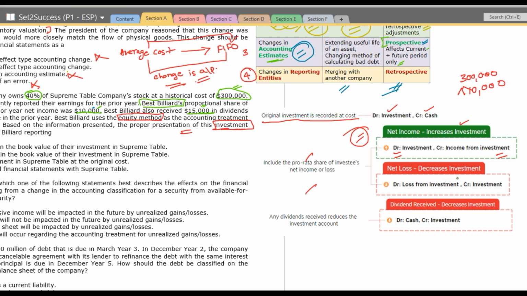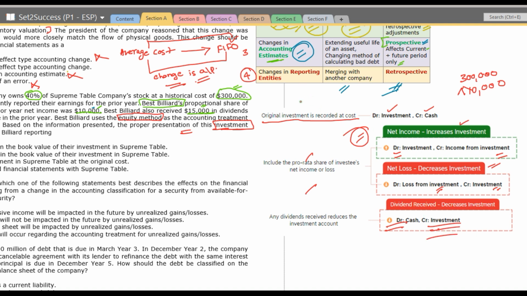If there is a net loss, it is going to decrease your investment account: we debit loss from investment and credit the investment account. And the third treatment is that if any dividend is received, it will reduce the investment account. So dividend received will decrease the investment account. What entry do we pass? We debit the cash and credit the investment account.